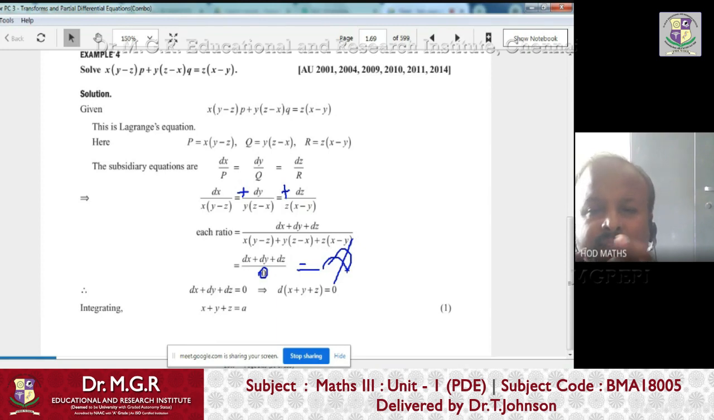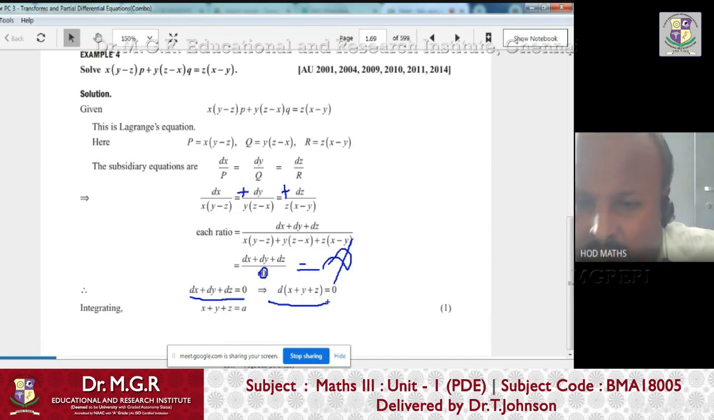So if the differential ratio is 0, it means that whenever you differentiate something and it becomes 0, the original equation should be equivalent to some constant. So when dx plus dy plus dz equals 0, the ratio being 0 should be understood as the differential of the term becoming 0. That is the meaning. So dx plus dy plus dz can be written as d of (x + y + z), because this is the rule from differentiation.